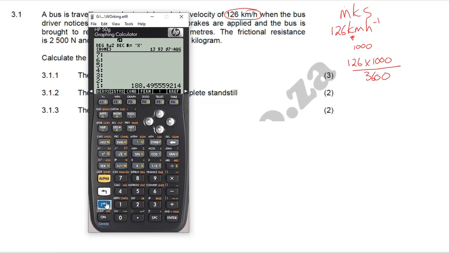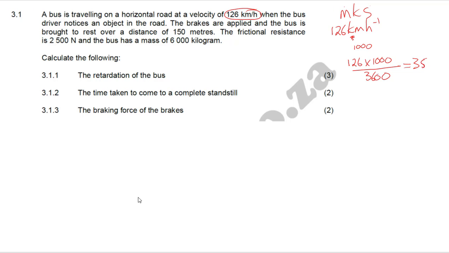Let's call up the calculator. I'll just check that answer. 126 times 1,000 divided by 3,600 gives us an answer of 35 meters per second. So now we have all the values in MKS. Now we can answer the question.